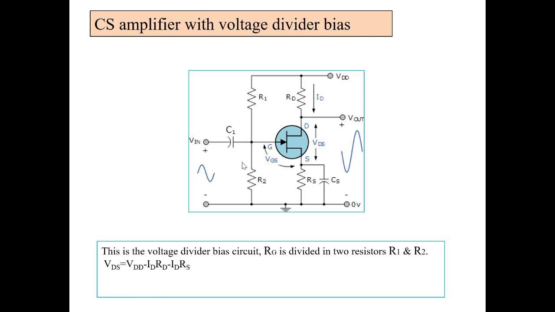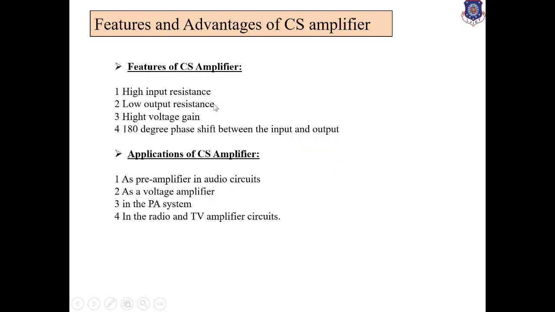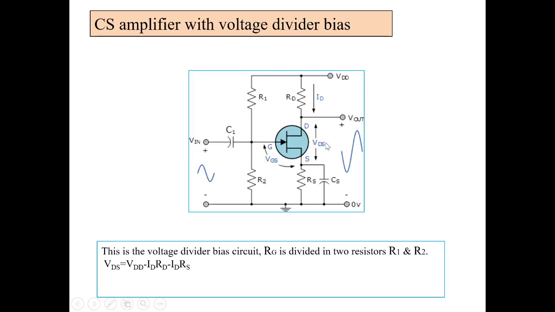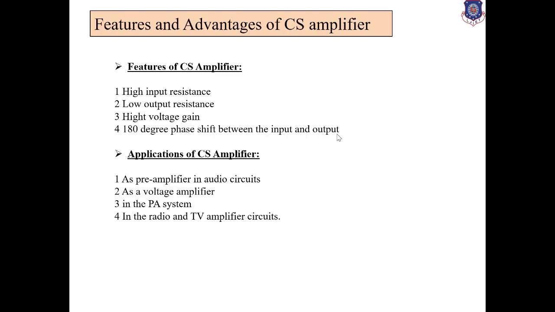So due to the high input impedance, if there is noise in the input signal, it will be filtered out. And a pure AC signal will be passed on to the gate terminal of the JFET. Low output resistance. After the amplification, we will get the amplified output. So to get a significant and justified output, the output resistance must be low. That's why we can justify our output, that is the amplified output.